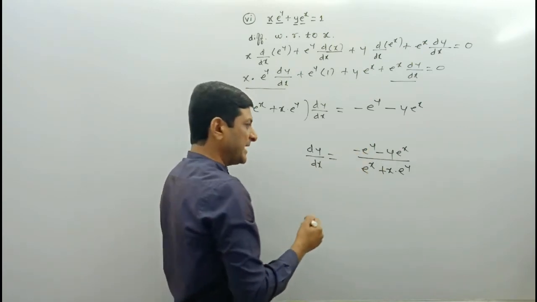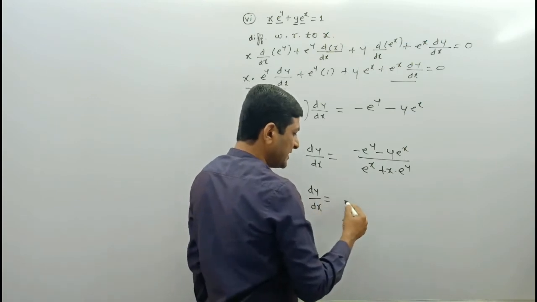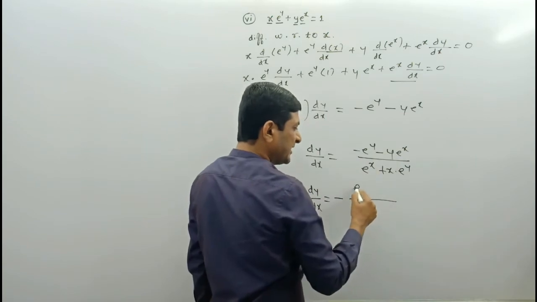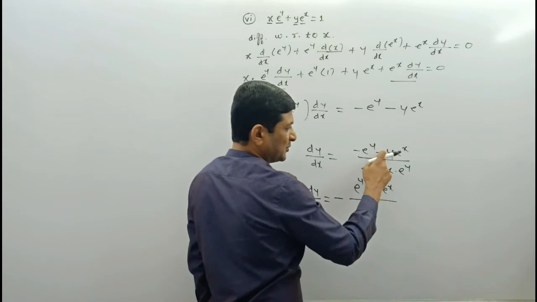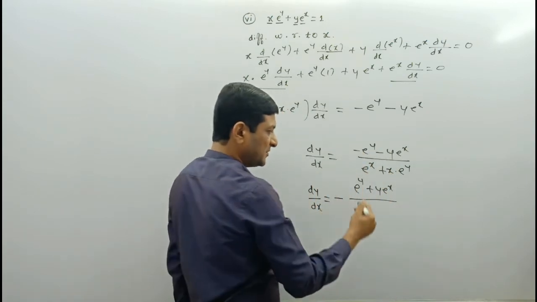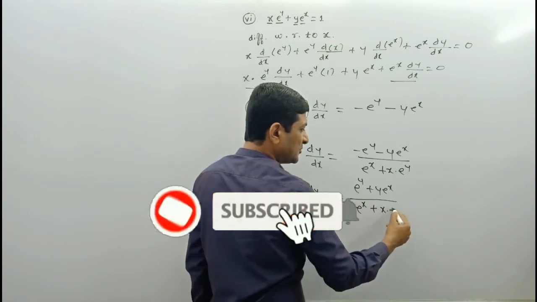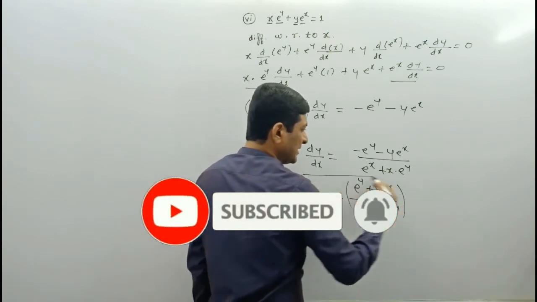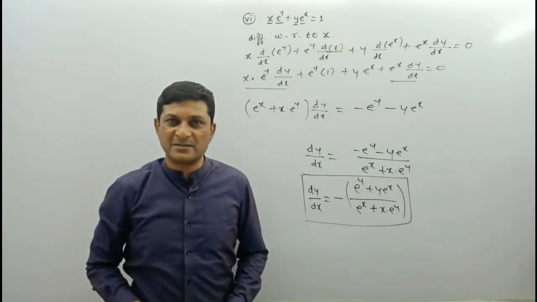So better way, take minus common from both the terms. So let us see what we'll get here. Dy upon dx is equal to, if we are taking minus common from the numerator, in the numerator we'll get e raised to power y plus y into e raised to power x, because both the negative term will become positive, and in the denominator e raised to power x plus x into e raised to power y. Keep it as it is. So we can say that this will be the required value of dy by dx.